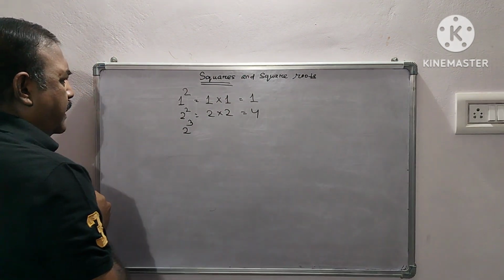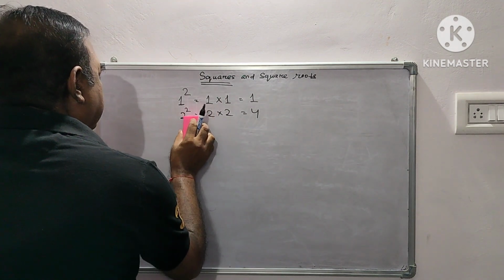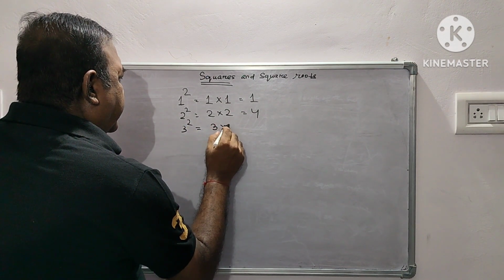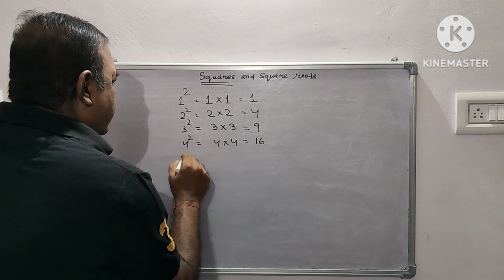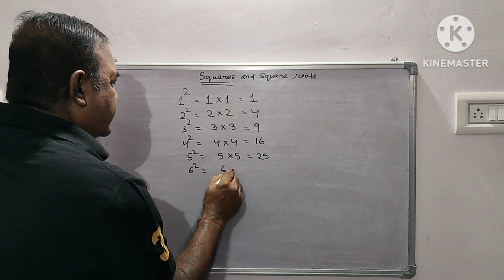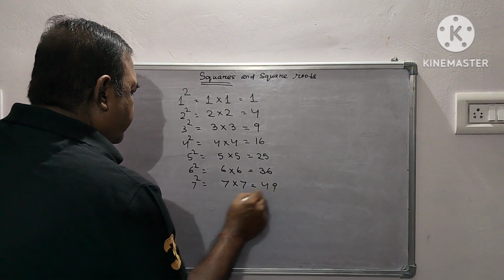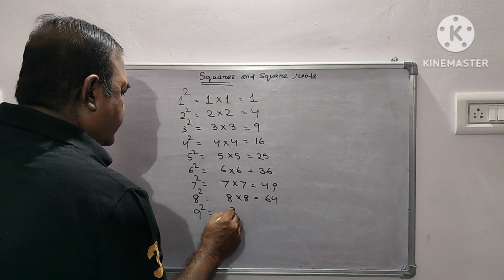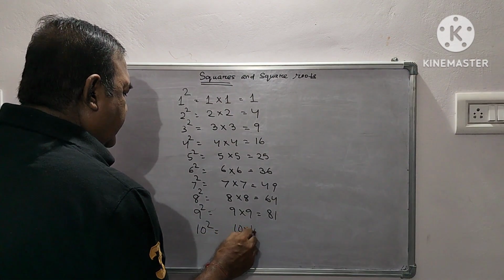2 cube, 2 raised to the power 3, is equal to 8. 3 square is equal to 3 into 3, 9. 4 square is equal to 4 into 4, 16. 5 square, 5 into 5, is equal to 25. Like this, you may do it. 8 into 8 is equal to 64. 9 square, that is 9 into 9, is 81. 10 square is equal to 10 into 10, which is 100.